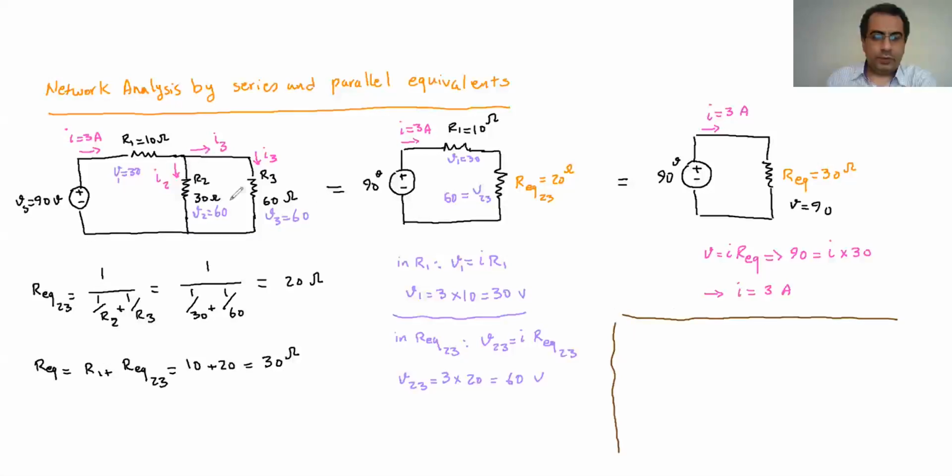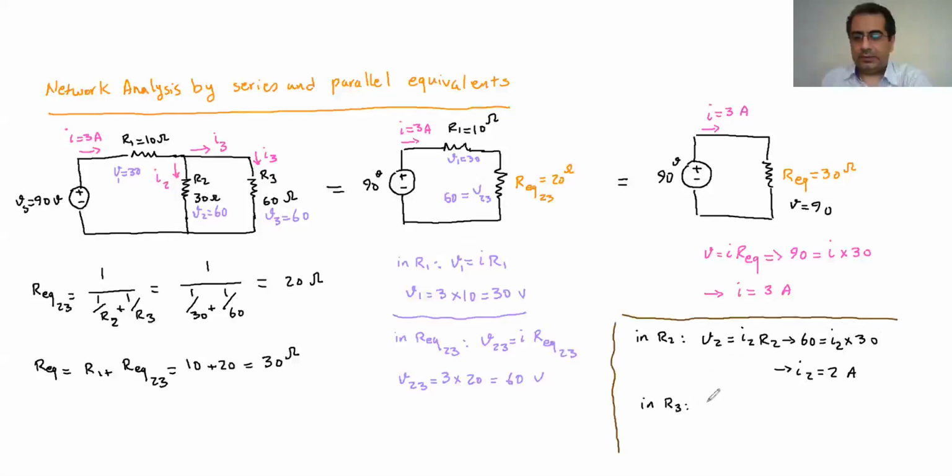So for R2, again, I can write the Ohm law. V2 is equal to I2 R2. I know V2 is 60, and I don't know I2, and I know R2 is 30 ohm. So I2 comes out as 2 amp.